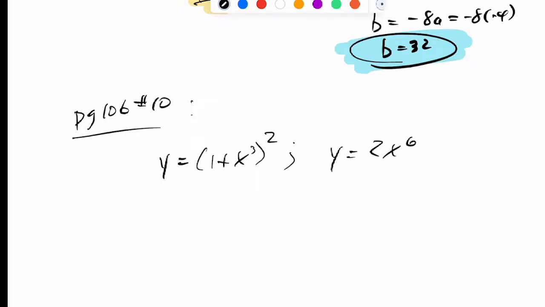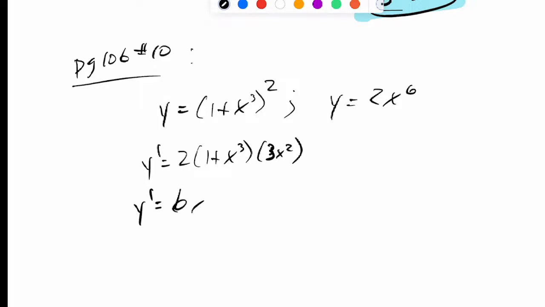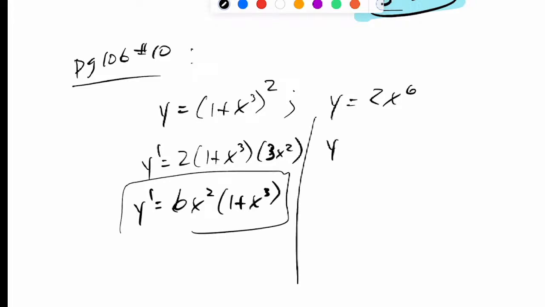For page 106, number 10, they give you two different functions, and they want you to find the values of x where they have the same slope. So they're essentially asking you to find the values of x where their first derivatives are the same, if it exists at all. I'm going to calculate y prime here, my first derivative. This would be 6x²(1 + x³) for this function. And for the second function, I get 12x⁵.